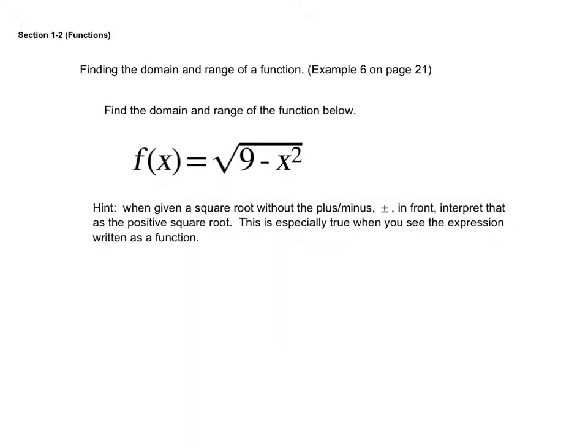All right, so let's find the domain and range of this function. This is a function from example 6 on page 21. Okay, so find the domain and the range for this function. Now the domain is implied because it's not written down, right? Your job is to write it down. Okay, so the square root of the quantity 9 minus x squared. Well, can I have the square root of a negative number? I cannot. So what numbers create a negative number underneath the radical sign?